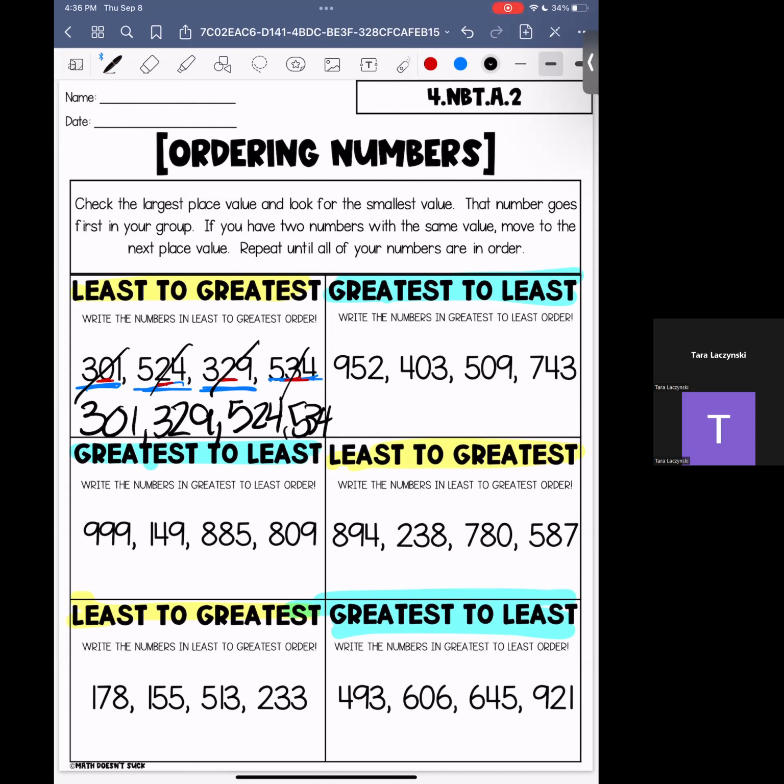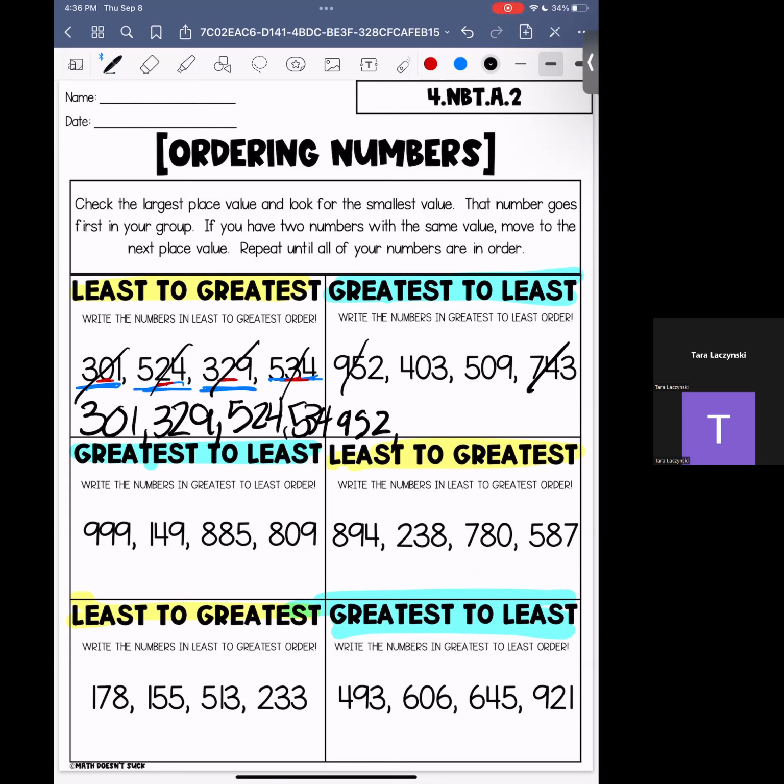All right, my loves, our next set, we're going to flip our thinking. We are doing greatest to least. So we're going to look at our hundreds place first. I have a 900, a 400, a 500, and a 700. My greatest value is going to be my 952. So that one is going to go first on my list.